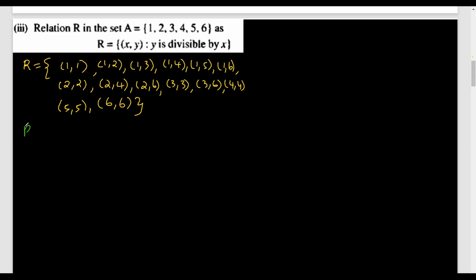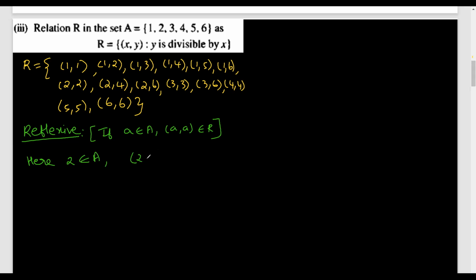Now for reflexive, as I already told, we have to write the definition. If an element a belongs to the set A, then (a, a) belongs to the relation R. We'll choose 2 belongs to the set A. Do we have (2,2) belongs to R? Yes. So (2,2) belongs to R. Therefore, R is reflexive.